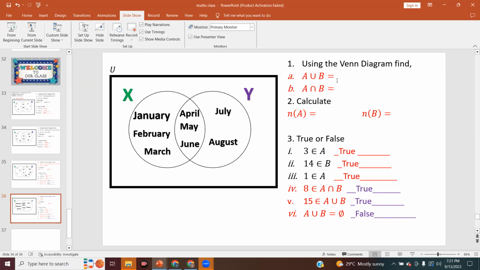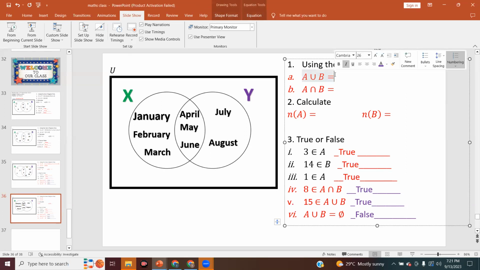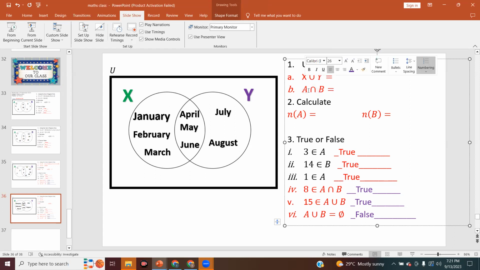Okay, so in the chat, by the way, I used the wrong thing. We're not supposed to be using A and B, but X and Y. So in the chat, I want you to tell me what is the union of X and Y. I said in the chat, tell me what is the union of X and Y. Write out the whole thing.